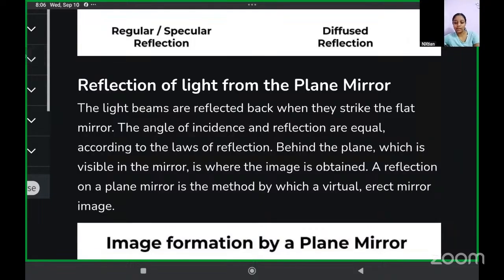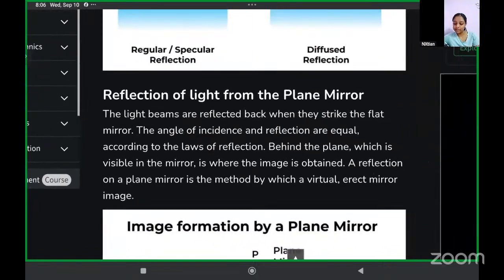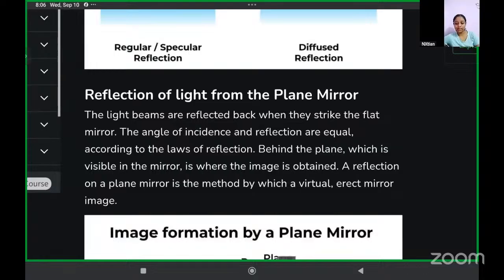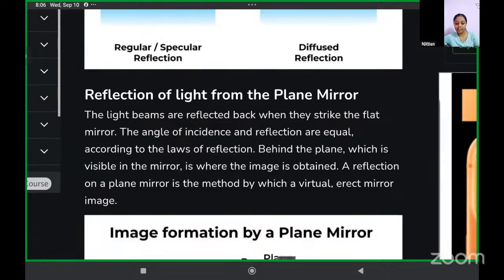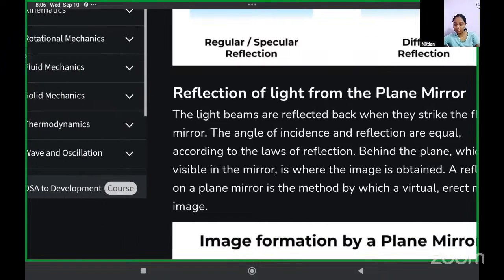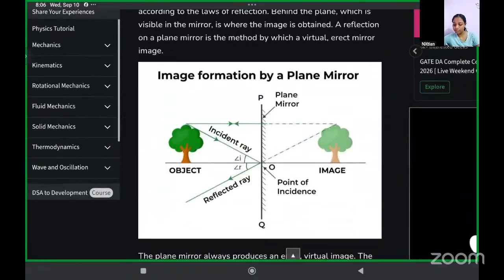Reflection of light from the plane mirror. The light beams are reflected back when they strike the flat mirror. The angle of incidence and reflection are equal according to the laws of reflection. The image is obtained behind the plane, which is visible in the mirror. Reflection on a plane mirror is the method by which a virtual erect mirror image is formed.